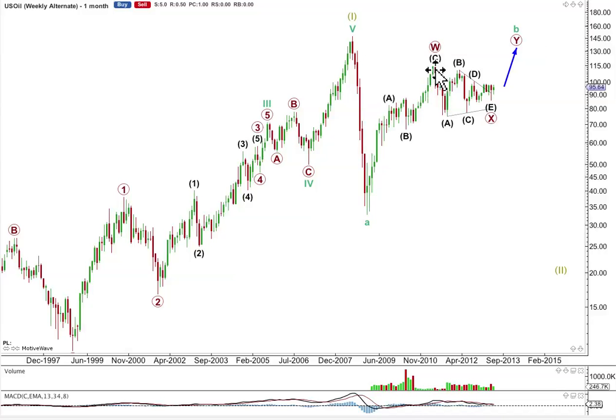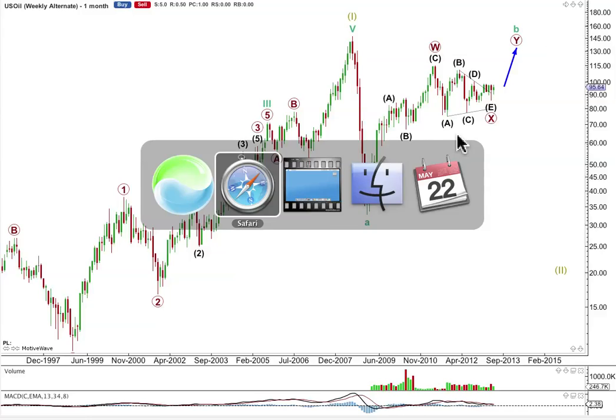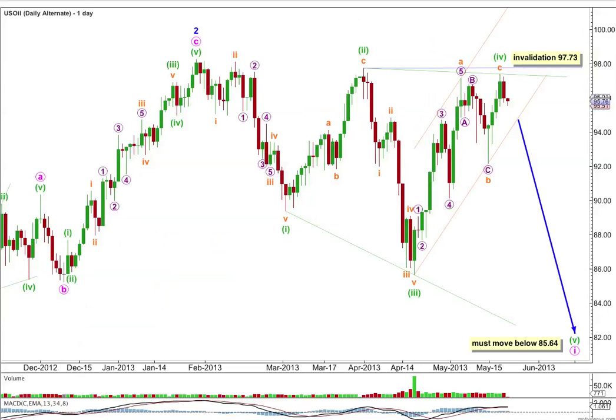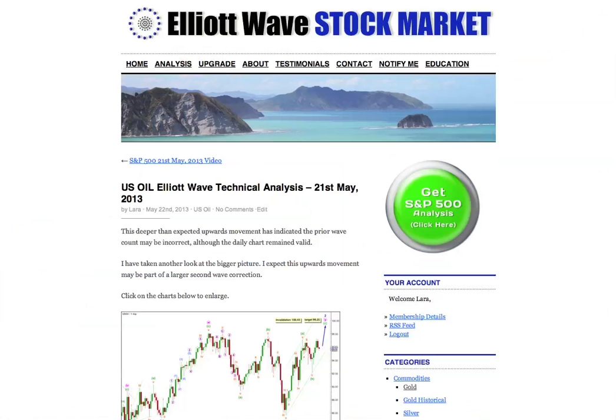The biggest problem I have with this is the subdivisions here and here, both what I've labelled here A and C within this possible triangle, subdivide best on the daily chart as 5-wave impulses. Within a triangle, 4 of the 5 subwaves must be zigzags or multiple zigzags, which means only 1 of the 5 subwaves can subdivide as an impulse, and here you really have got 2, so the subdivisions just don't fit. So that's why I have my main wave count at the monthly chart level.